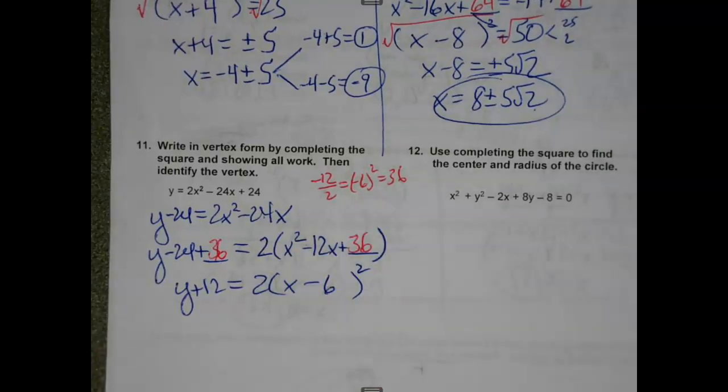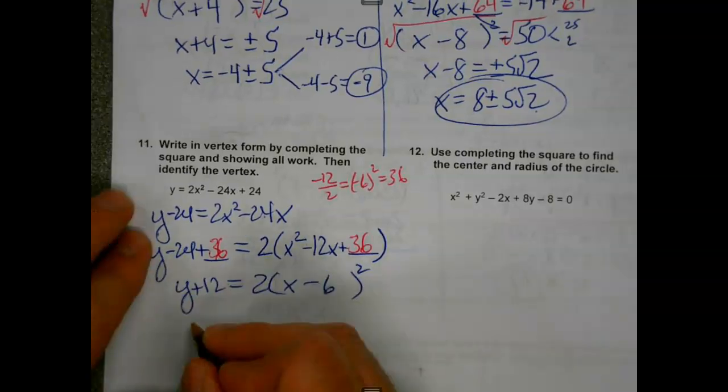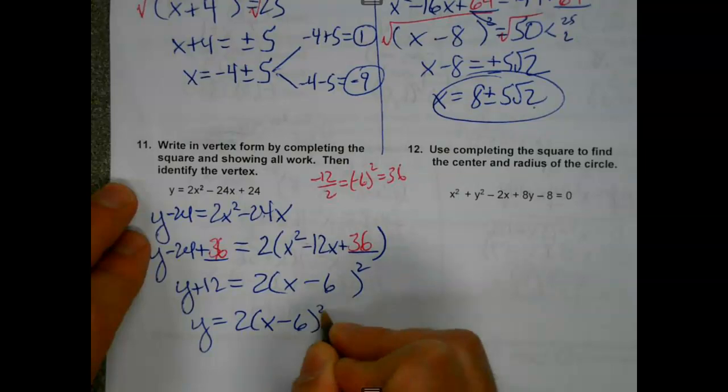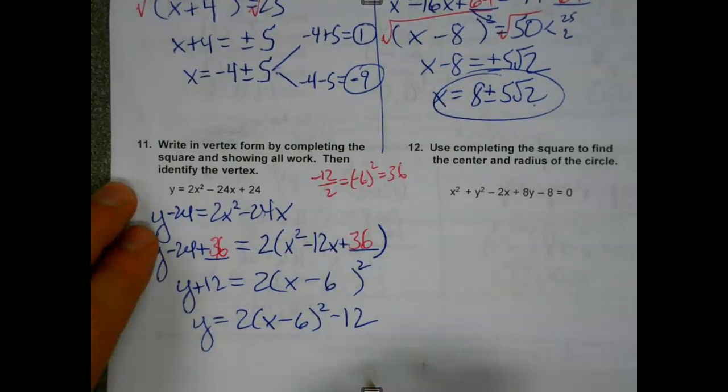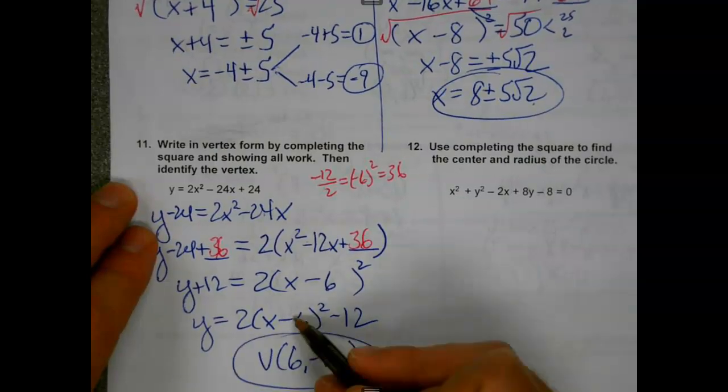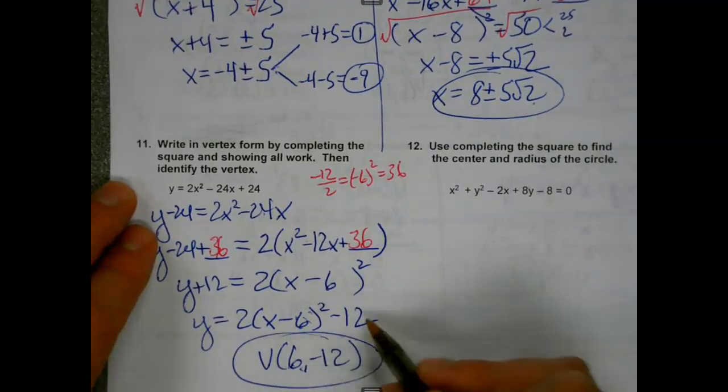We're almost there. Because again, vertex form is just when y is alone. So I got to minus that 12 over. Don't lose your 2. It did not go away. It just got factored out. Then identify the vertex, opposite of h plus k.